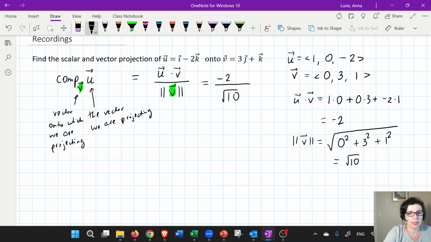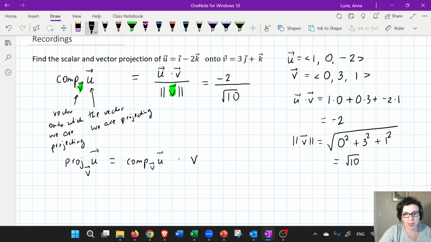So we found that. Now, the vector projection, that is going to be a vector. So this is projection of u on v. And again, it is very important to understand that that's going to be a vector. So what you do is you take the component you just found, which is a number, and then multiply that by the vector onto which you are projecting. So we're projecting on v here.